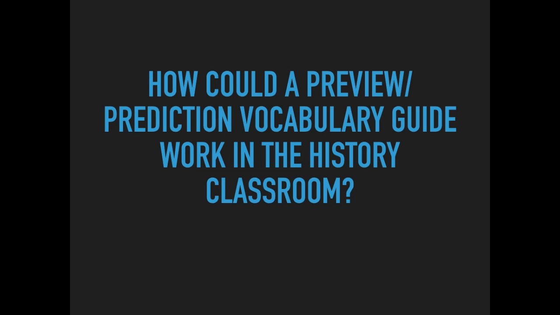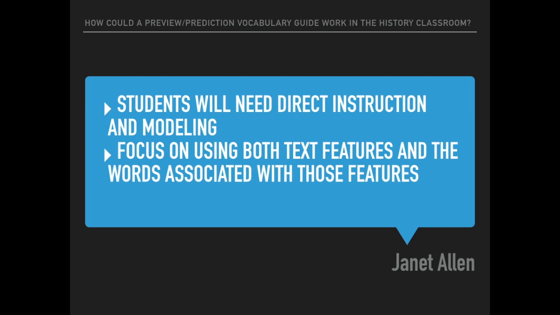Let's apply this vocabulary strategy to a history classroom. First, students will need direct instruction in modeling to understand the cognitive process of previewing. As a teacher, you should make it clear to students that you are focusing on using both text features and the words associated with those features to anticipate and connect to the content.